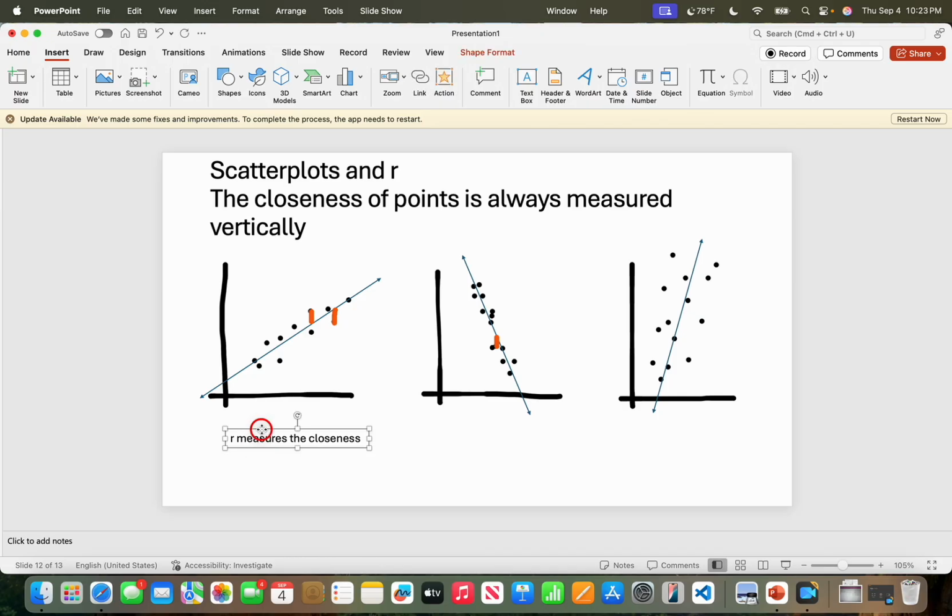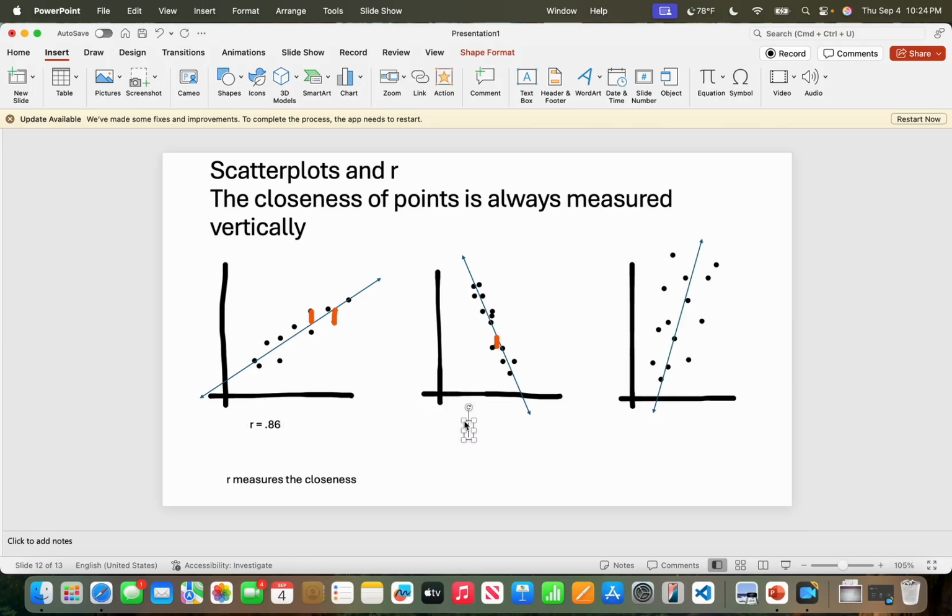And what I want to point out here is that if we were to guesstimate, and again, there are calculators to do that, and we'll look at it in the homework, what R would be, I would think R in this case would probably be about 0.86. There's definitely a positive trend here, positive slope, right? As I move to the right, I go up. And the points are pretty close.